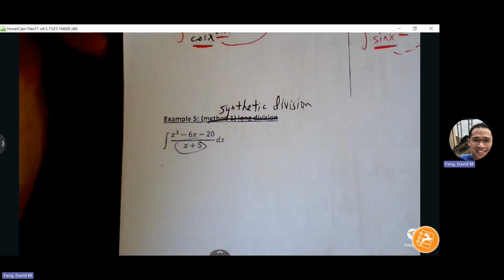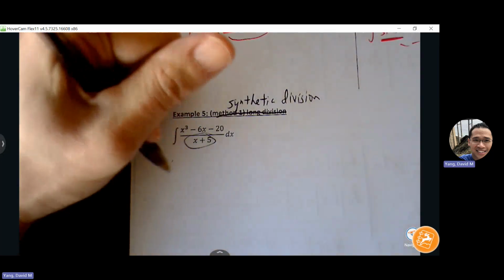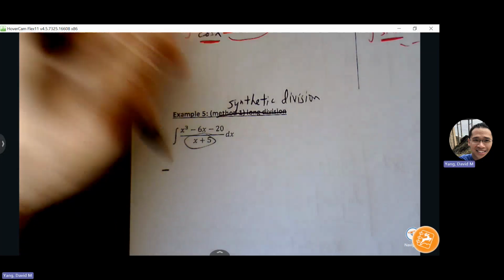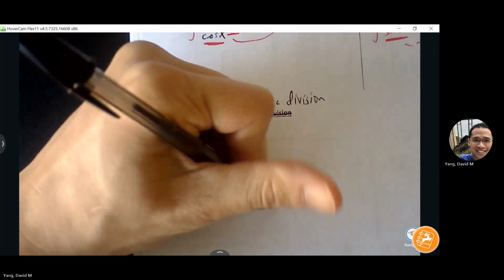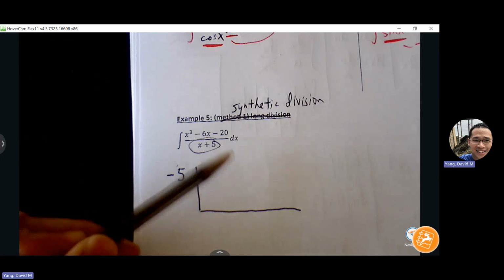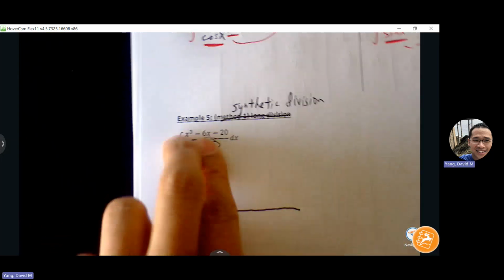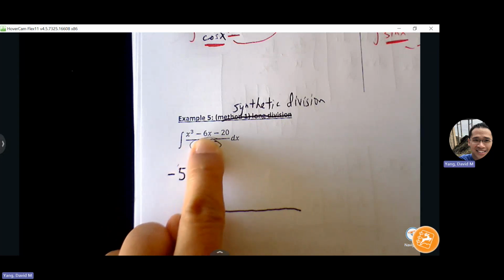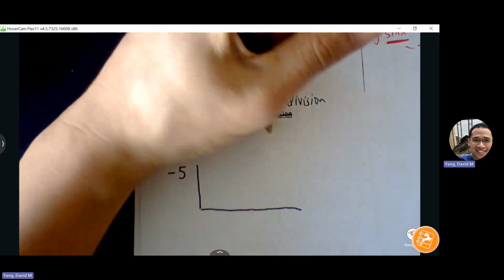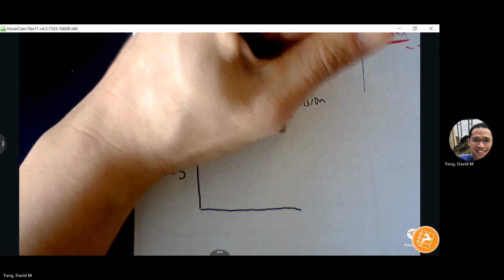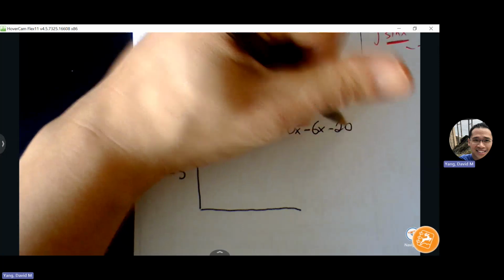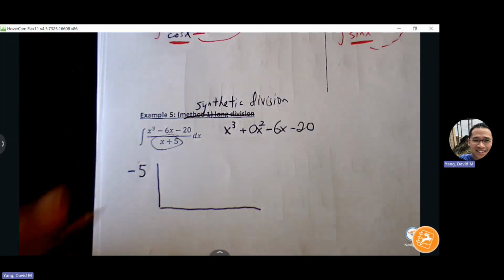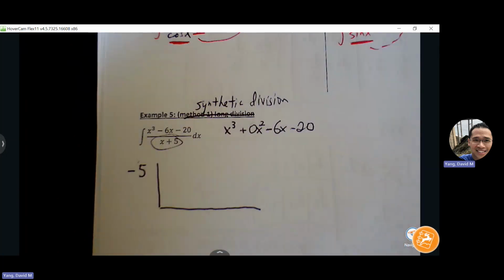So if we want to do synthetic division, we set that equal to 0. So what's our factor there? X plus 5 equals 0, x equals -5. Do you see anything that is missing from this expression up top? X cubed minus 6x minus 20. Yes, missing an x squared. So we need a placeholder for it. So this is really the same thing as x cubed plus 0x squared minus 6x minus 20. If a degree has been skipped over, we need to make sure we have a placeholder for it.